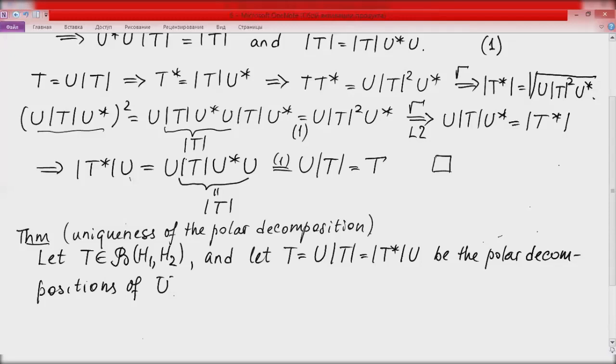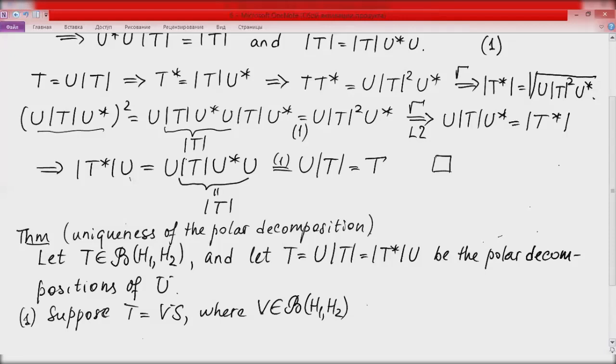Okay, and suppose now we have part one. This is the uniqueness of the first polar decomposition. Suppose that T equals the following product, VS, where V is a partial isometry from H1 to H2. S is a positive operator.